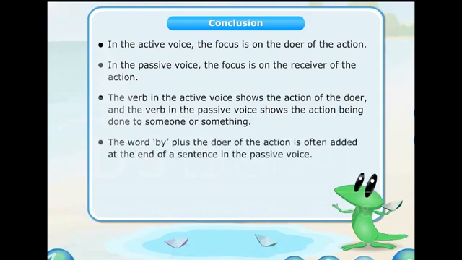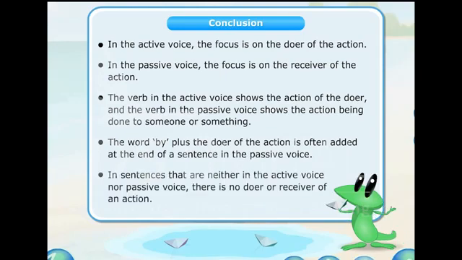The word by plus the doer of the action is often added at the end of a sentence in the passive voice. In sentences that are neither in the active voice nor passive voice, there is no doer or receiver of an action.